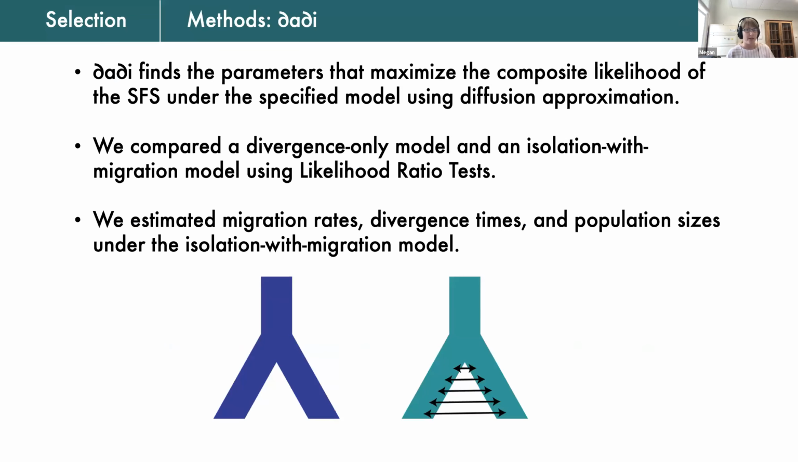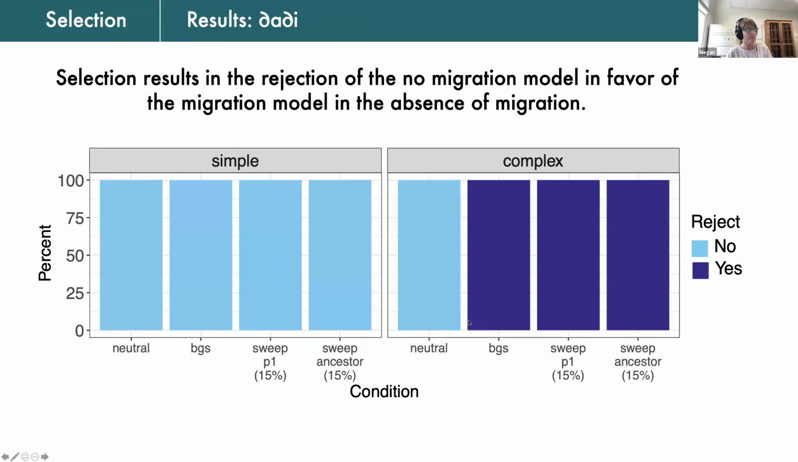Next, we use DOTI. DOTI is really, really similar to FastSimCoal2. We're still calculating the likelihood. We're finding parameters that maximize the likelihood of our site frequency spectrum. We're just using a different approach to do that, and we're able to compare these same two models and estimate parameters.